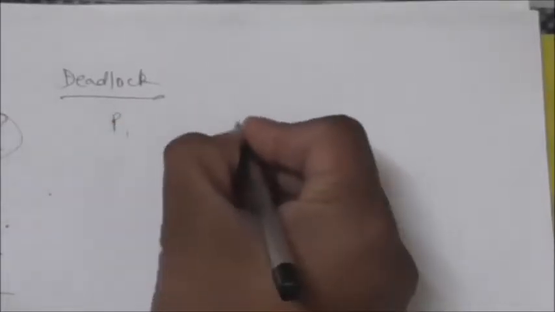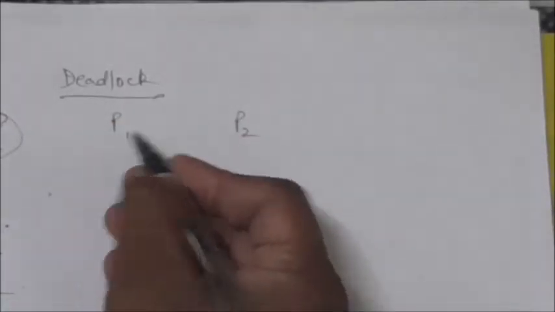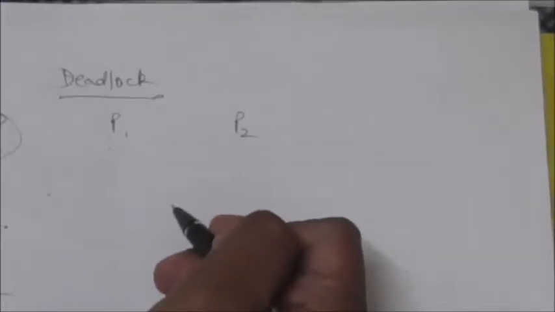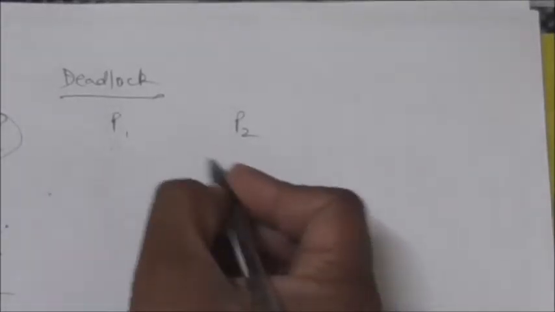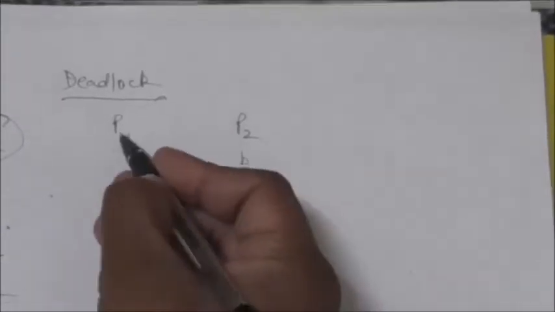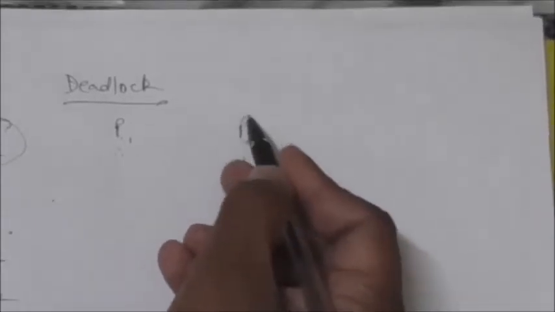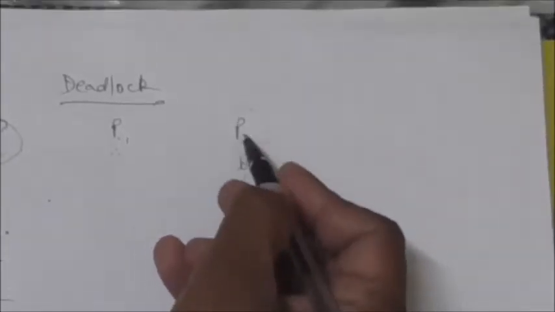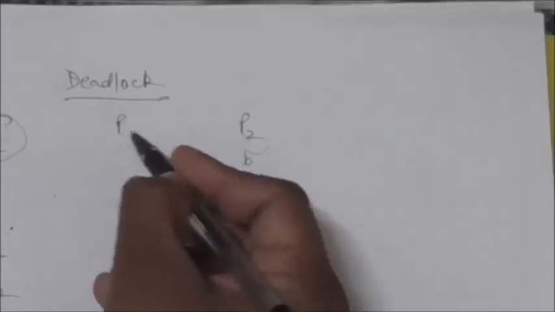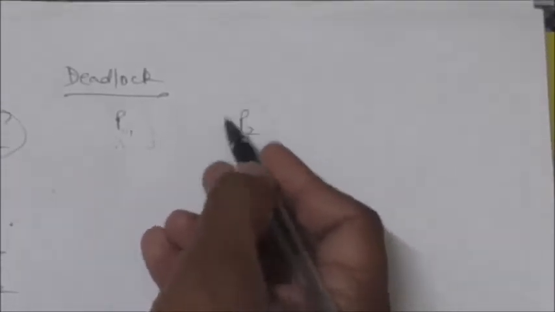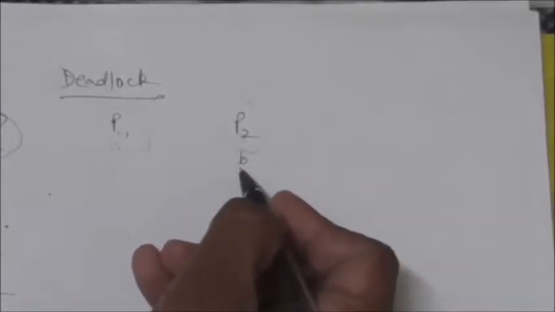Now see what a deadlock is. Suppose there are two processes, P1 and P2. For their execution they need some resources. Process P1 needs a resource B, and this resource B is held by process P2. So process P1 is waiting for process P2 to release resource B.